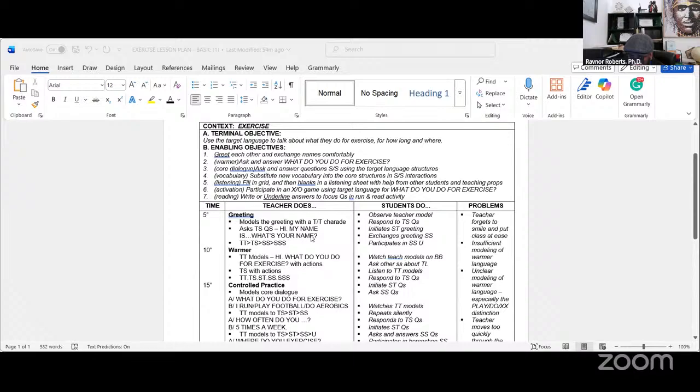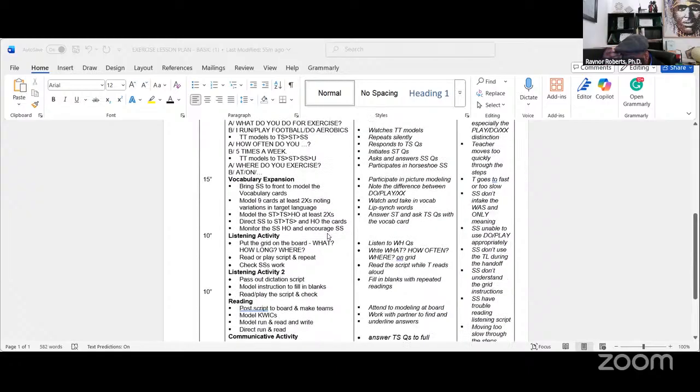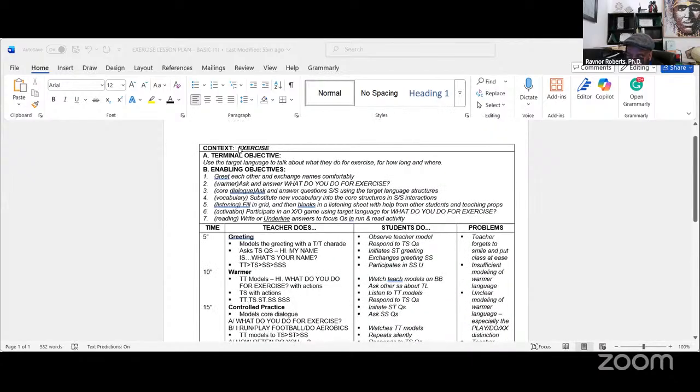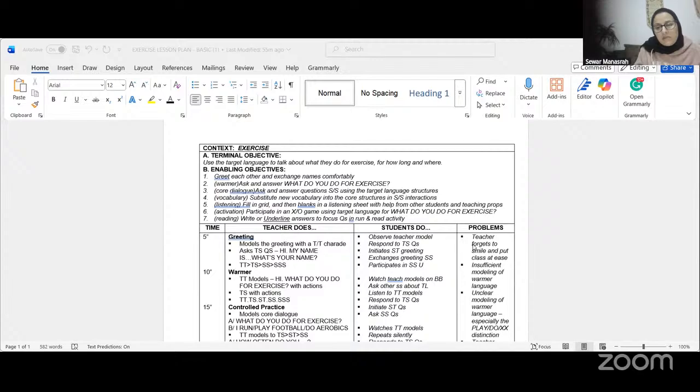So this is an ESL lesson, and again, you can cater this lesson plan to your classroom to make it fit. What I want you to know is that these elements, the context, the terminal objective, the enabling objective, you should always consider the time. Start with what the student will do, and then respond to that with what the teacher does at the time, and think about the problems that may exist. Remember, these are teacher problems that may exist that will stop you, that may be obstacles.